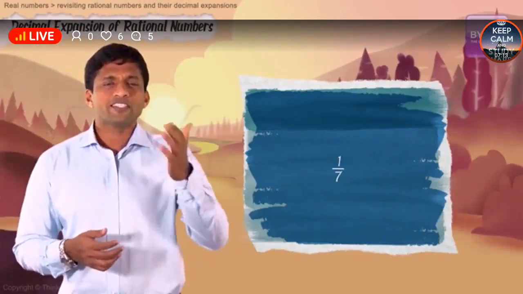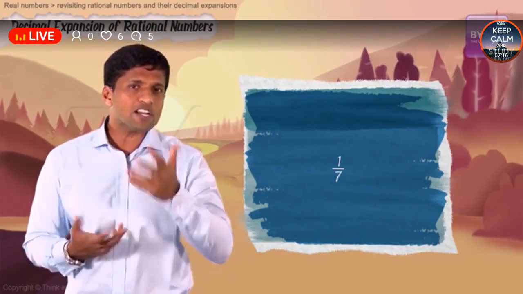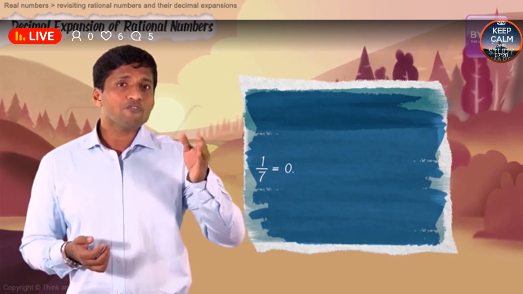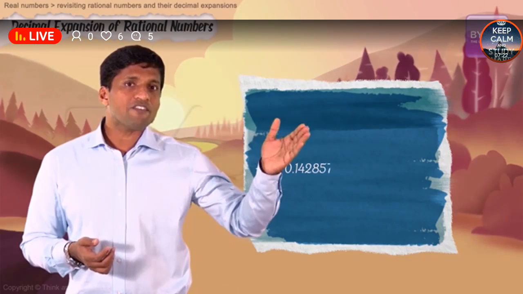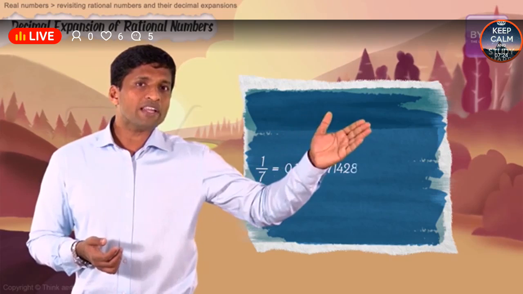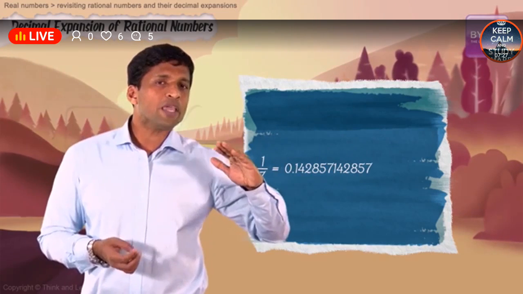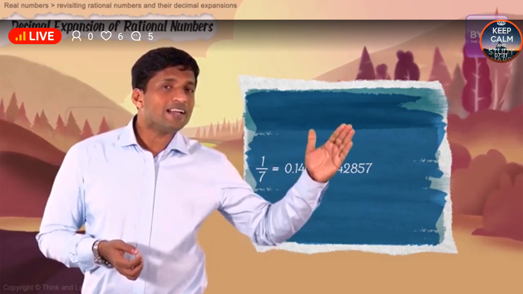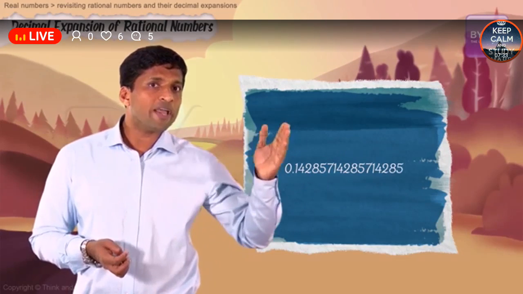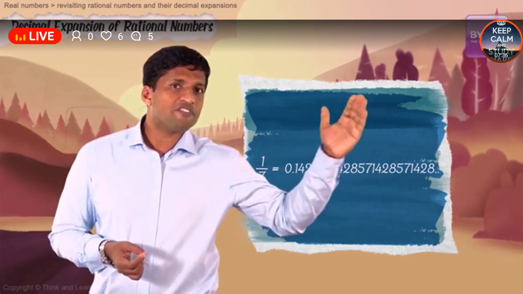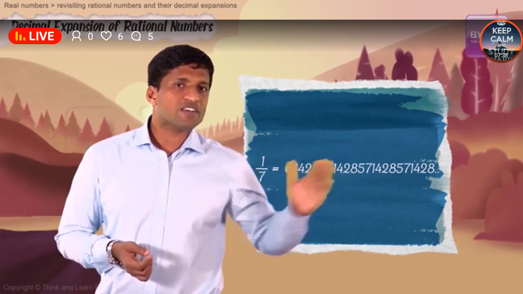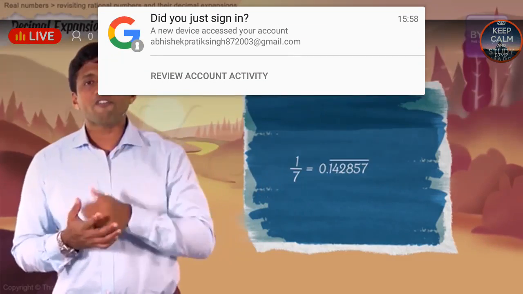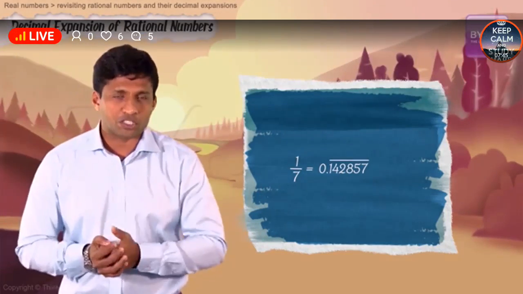So I'll give you an example. Let's take 1 by 7. That's very simple, right? What is 1 by 7? 1 by 7 will be 0.142857, and it will be non-terminating, repeating like this: 0.142857, 142857, 142857, like that. It's non-terminating, repeating. You can just verify 1 by 7 by using basic division, and this is what you will get.